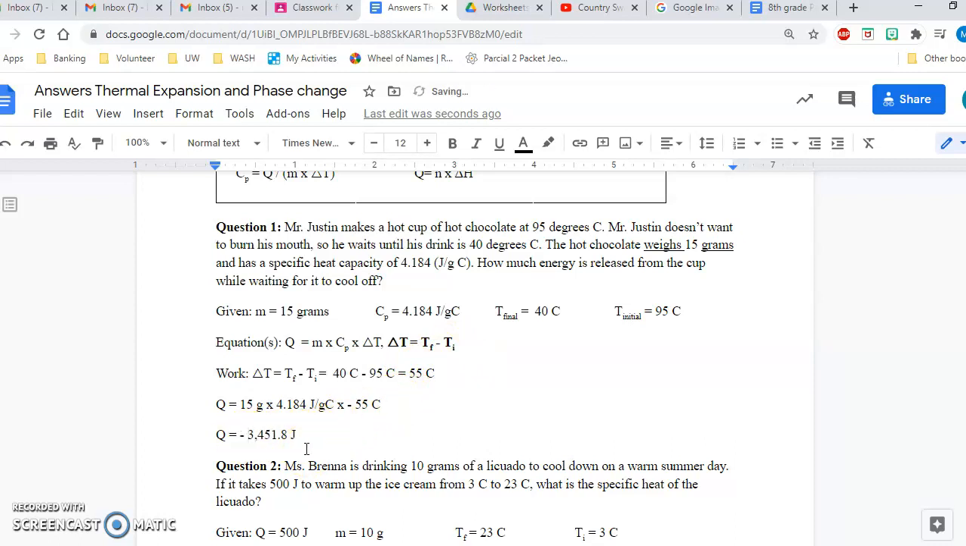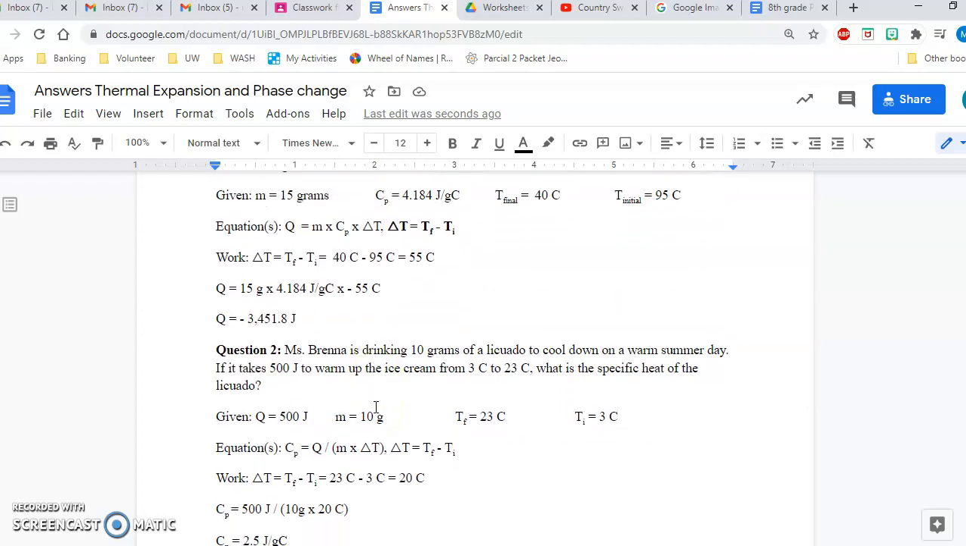Negative 55 degrees C, which is great because now we have our delta T. So once we have our delta T here and here, we can plug it into our Q equals MC delta T. So that's all I did in this last step. And then I simply just multiplied them all together as 15 times 4.184 times 55 degrees.